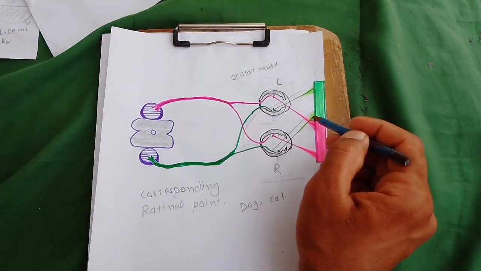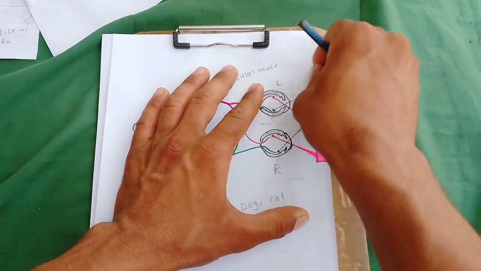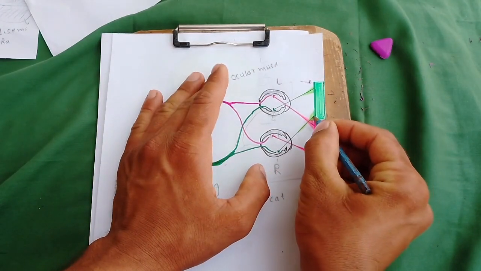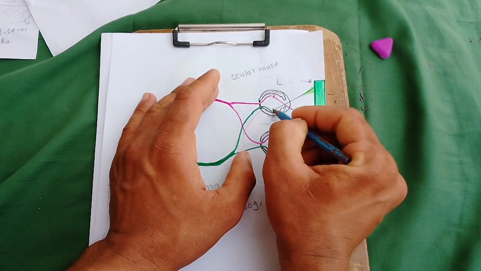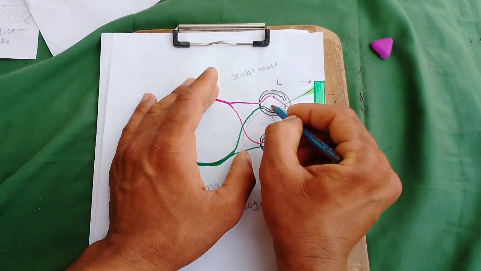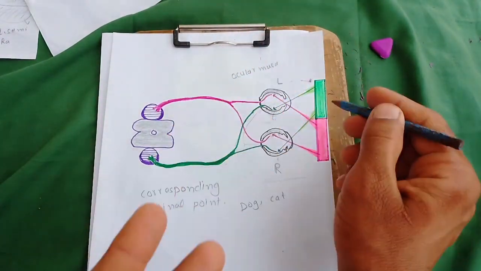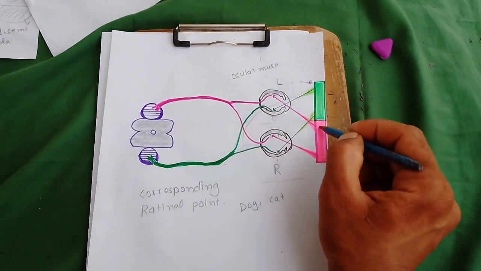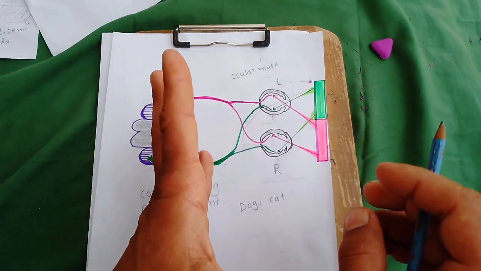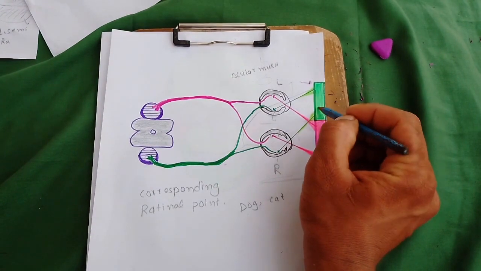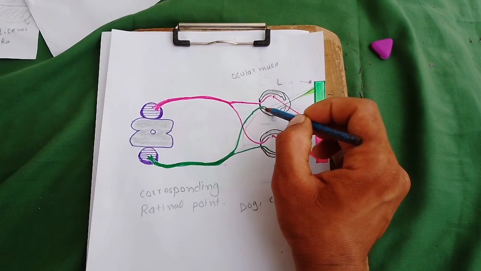But suppose the light rays strike this area, and there the light rays do not strike this area but strike that area. Then we see two visions: two green objects and one red object. This condition is called diplopia. Diplopia means double vision. We see double vision because the light does not fall on the same point.